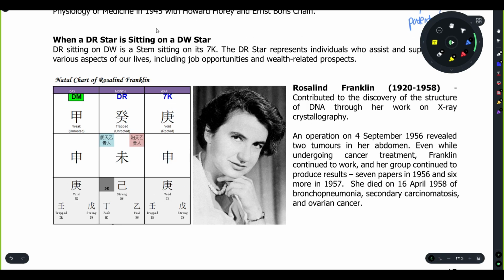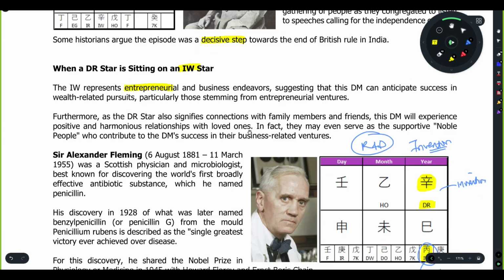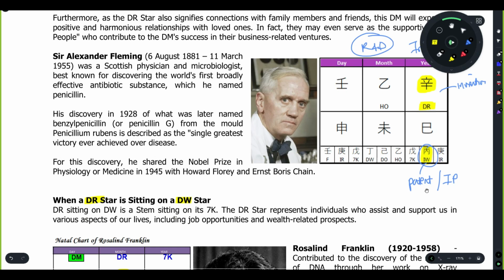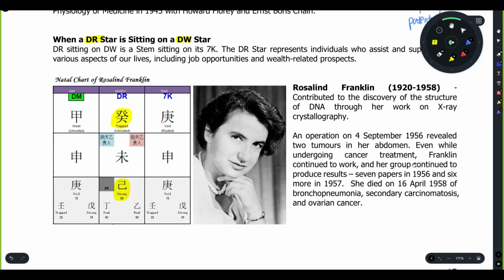Now we take a look into direct resource sitting on direct wealth. When direct resource sits on indirect wealth, we are looking at an inventor or an R&D person who monetizes from their patent and intellectual property. And here we have the brilliant Rosalind Franklin, who was known to have contributed substantially to the discovery of the DNA structure in her work.